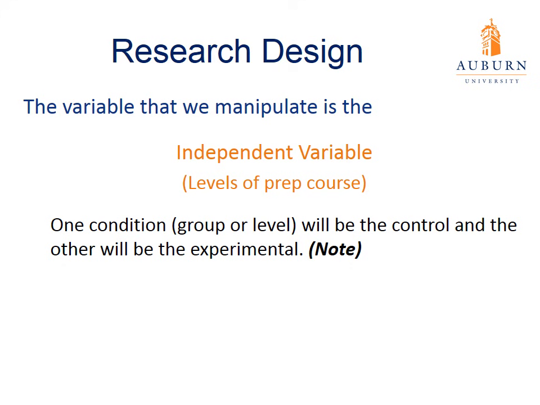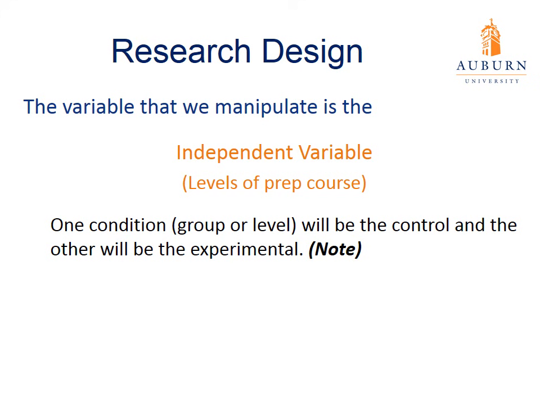In basic research designs, there are typically two variables that the researcher is interested in. One variable is the variable that's being manipulated. The other one is the variable that's being measured. The variable that is being manipulated is called the independent variable. The variable that is being measured is called the dependent variable. So the independent variable is the one we're talking about right now, the variable that's being manipulated.